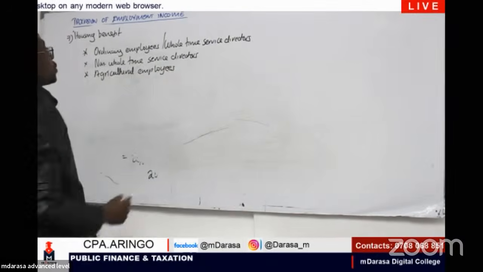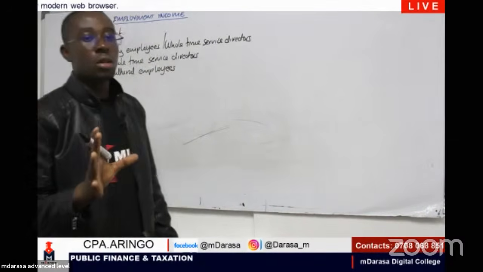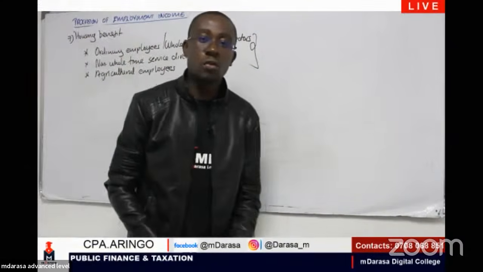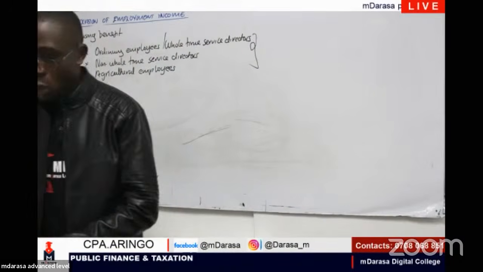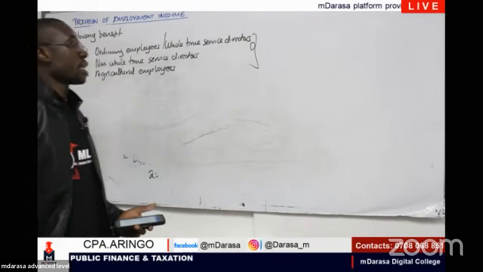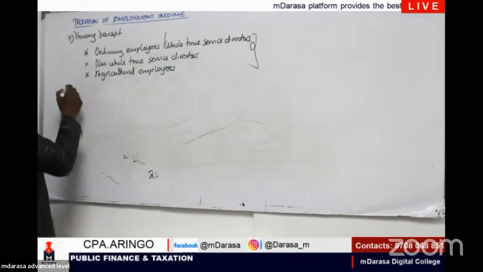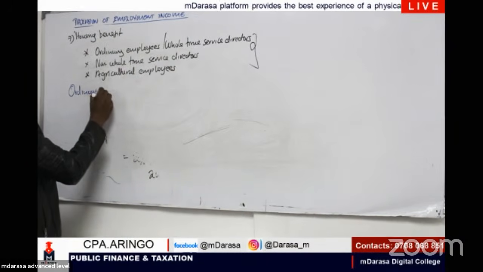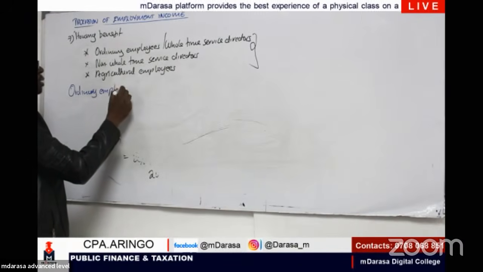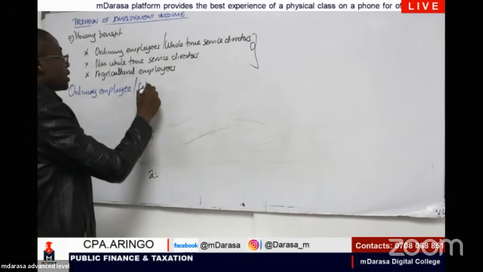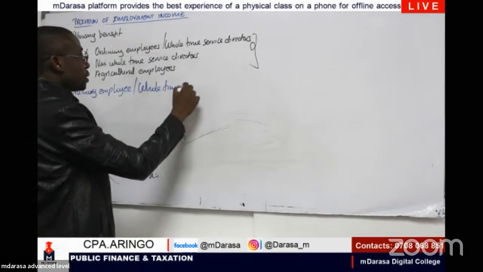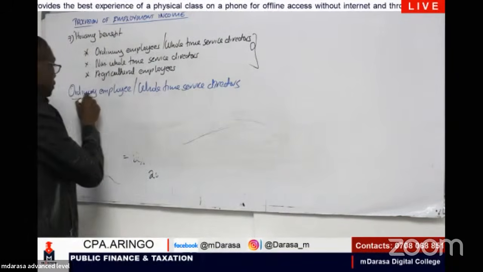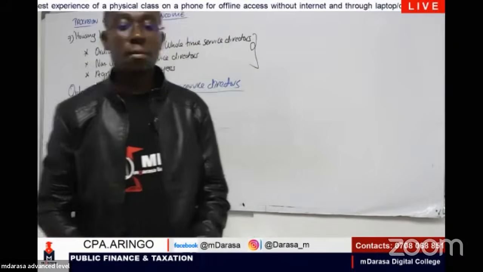When you are talking about housing benefit, it is very vital for you to understand which type of employee you are dealing with. Let us start by analyzing the housing benefit for the first form of employee, the ordinary employee, or in this case, full-time service directors. Let us start with this and analyze it very keenly.